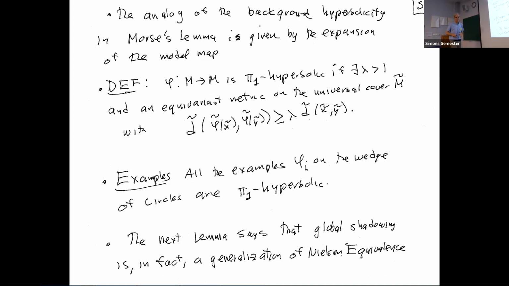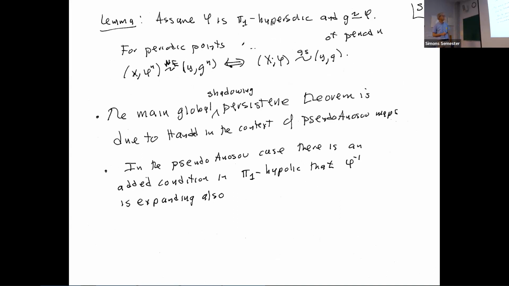Last week, we talked about pseudo-Anosov maps, which are hyperbolic in the cover. They're expanding in one direction, contracting in the other. So in fact, we first want to check that global shadowing is a generalization of Nielsen equivalence. All right, so that's something you have to prove, but you're Nielsen equivalent if and only if you globally shadow. And the global persistence theorem of global shadowing goes back to Mike Handel in the pseudo-Anosov case. I already mentioned the expansion and contraction.